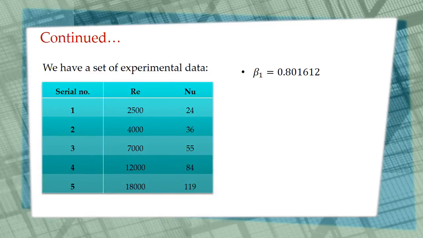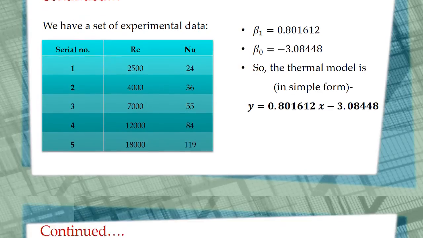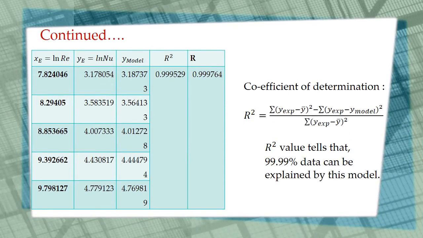Now we have a set of experimental data. We have 5 data sets. Here are the values for Reynolds number and also for Nusselt number. By least square optimization, we got our parameters. Here are the parameters for beta naught and beta 1. So the thermal model, we can write in simple form, y equals 0.801612x minus 3.08448.